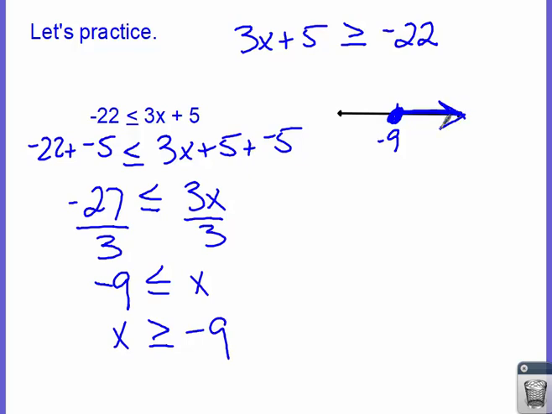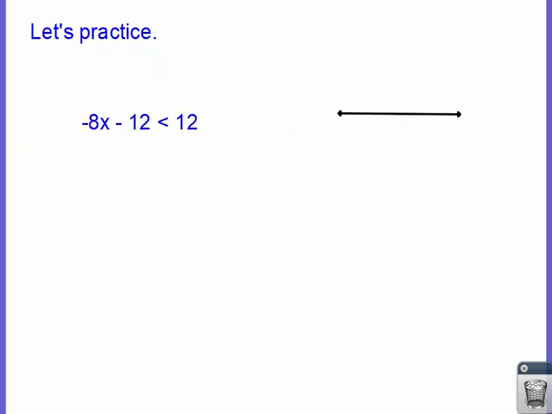Now, to check this, one of the values I could use is 0. So 3 times 0 plus 5. Well, 3 times 0 is 0, plus 5 is 5. Is negative 22 less than or equal to 5? And yes, it is. Okay, so let's work one that's a little different.